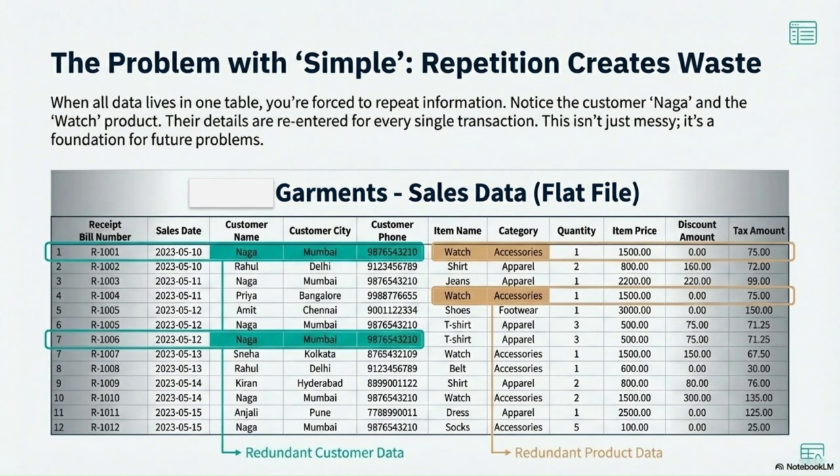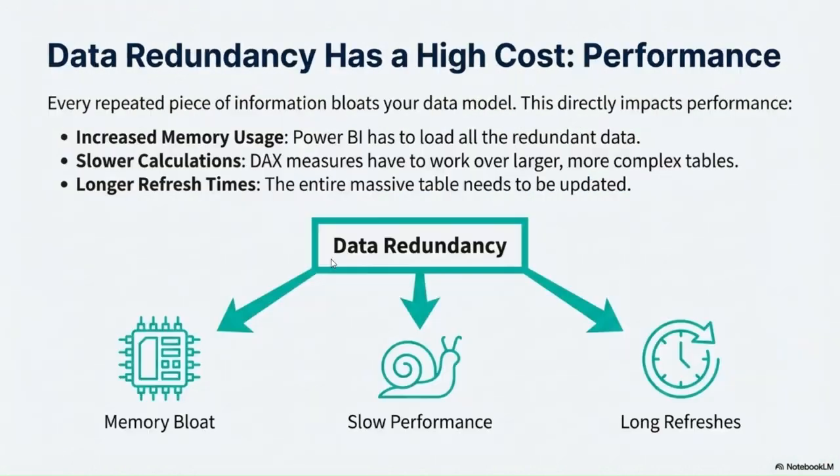Here's the real issue with so-called simple tables. Notice how customer names and product details are repeated again and again. The same customer, the same product entered multiple times. This repetition isn't just messy, it creates data redundancy, and redundancy creates serious problems as your model grows.